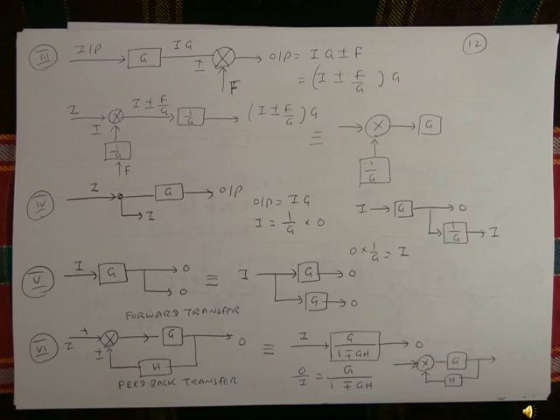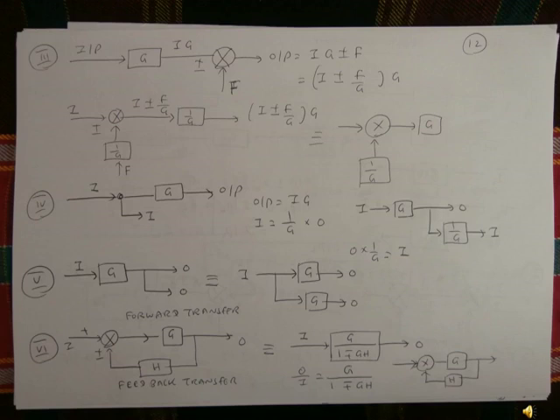The next point will be the input I, and another one will be the input F. Input F is multiplied by 1 by G. So the output will be I plus or minus F by G, multiplied with the 1 by G. Finally, I plus or minus F by G is multiplied by G.